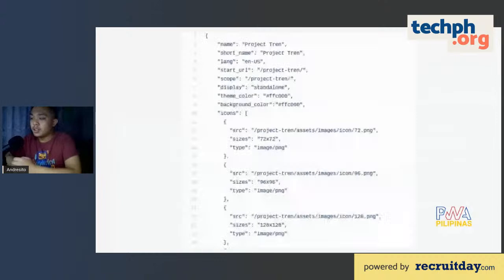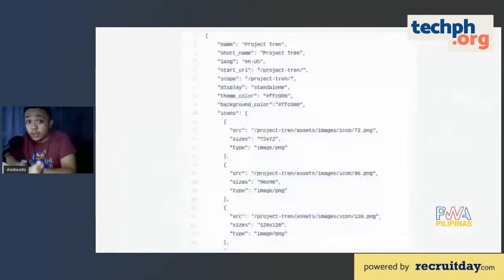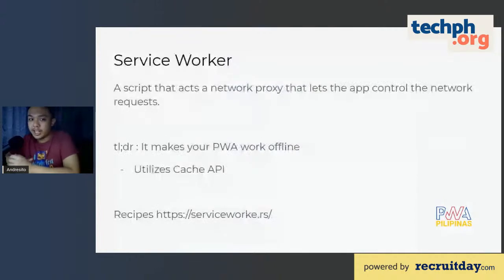You could see there in the JSON file, we have the name of the app. We have the theme colors and the icons. That is what is used when your app is being installed. No? This is used by the OS to know where to get the icons and what the title of your progressive web app is. And also we have the service worker, which is critically important for progressive web apps. Basically, it's a script that acts as a network proxy, like a middleman that lets your app control network requests.